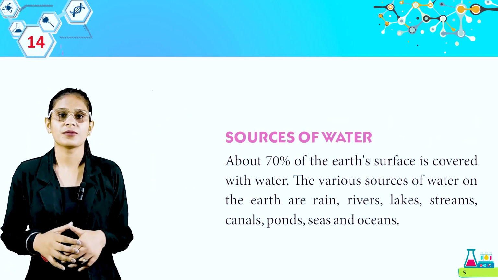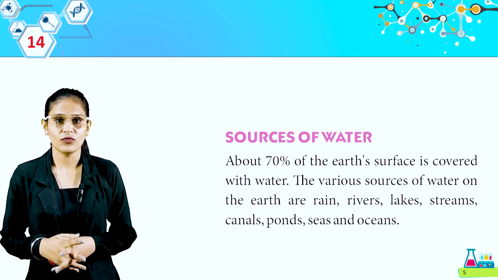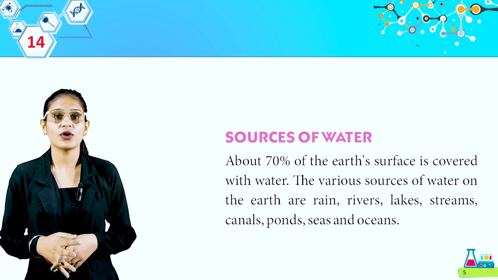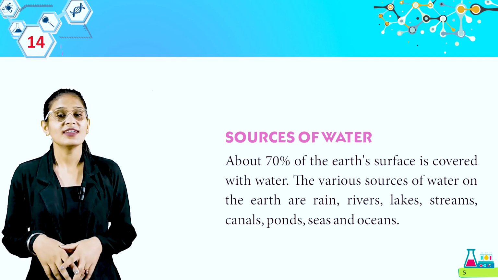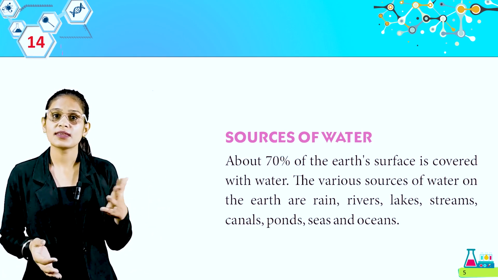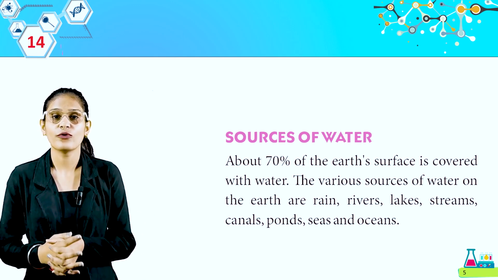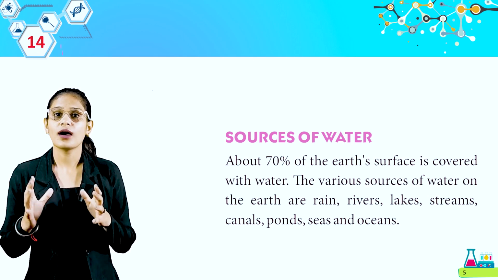Sources of water. About 70% of the earth's surface is covered with water. The various sources of water on the earth are rain, rivers, lakes, streams, canals, ponds, seas and oceans. So these are the different sources of water on earth.